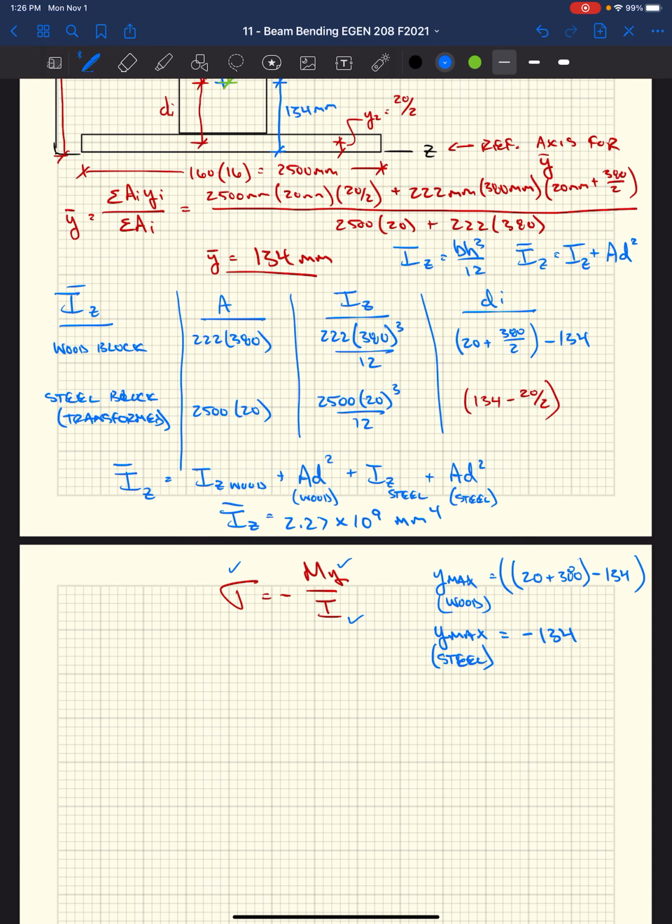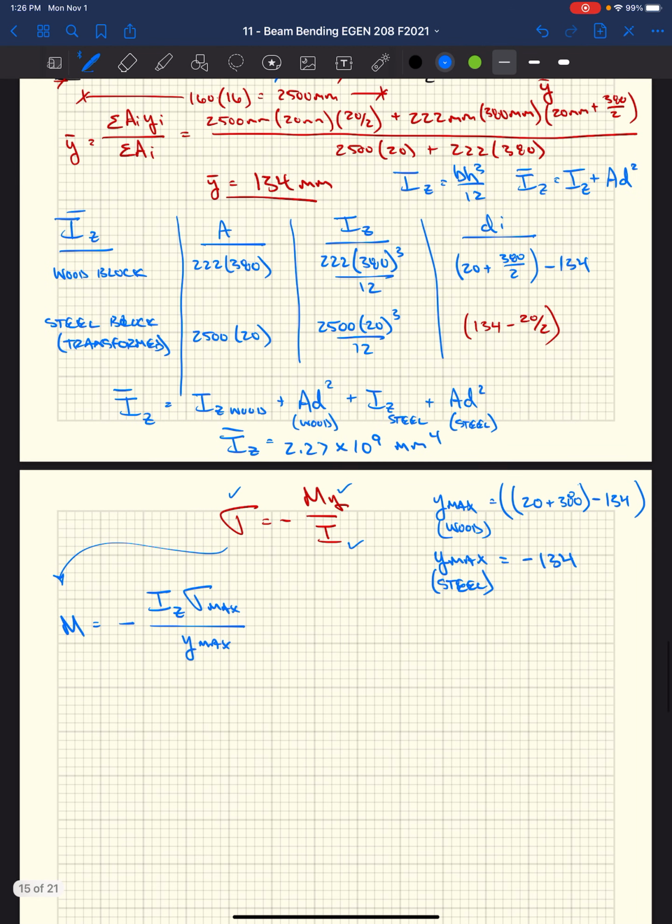So if we rearrange our equation now, you get the moment equals moment of inertia times our allowable stress over our max distance from the neutral axis, right? We rearrange that. And that's for our original, or our transformed material, right?